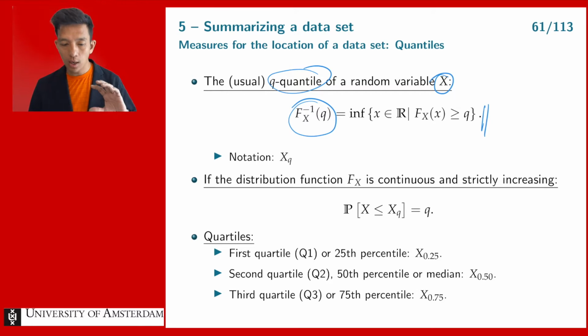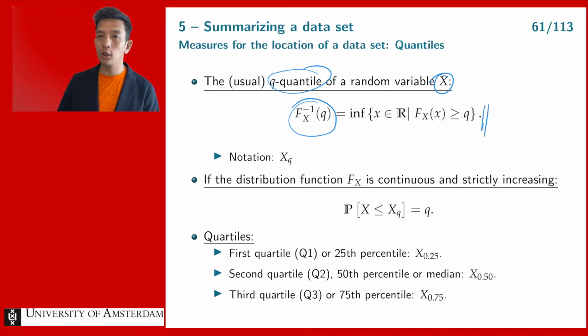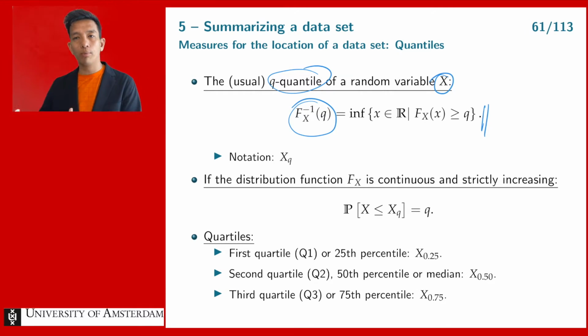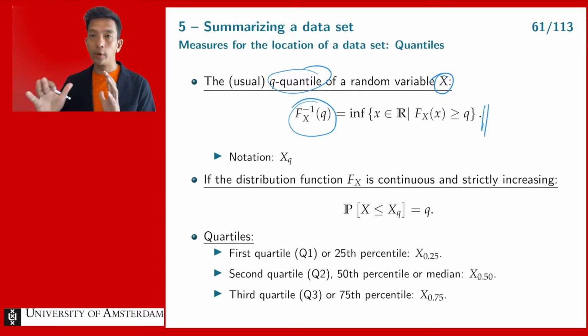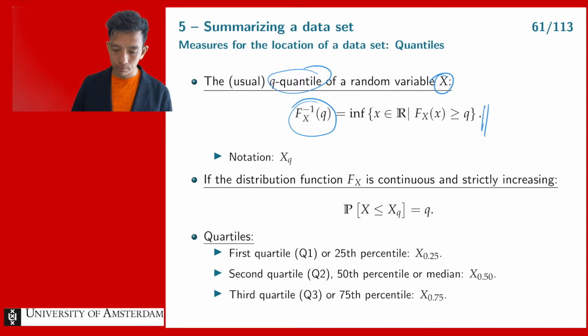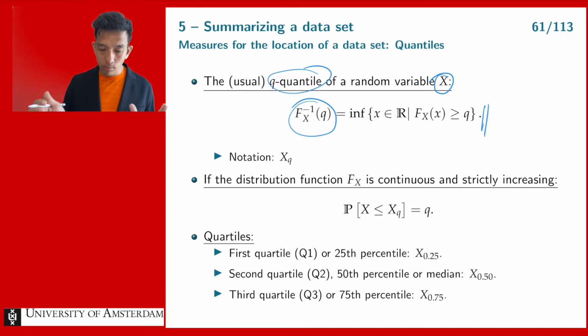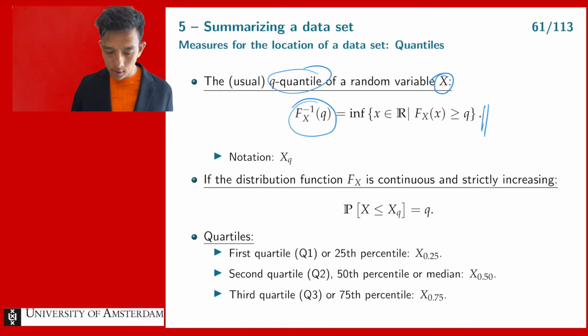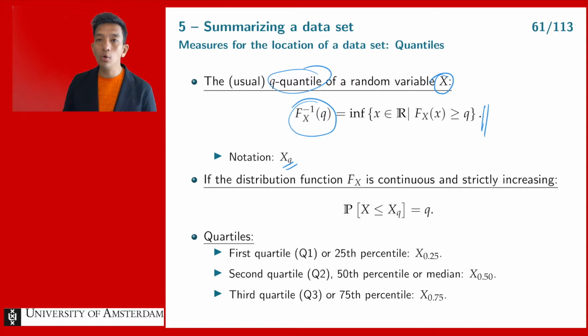So I advise you, if you are not familiar with quantiles, maybe you are because you took a course on probability theory, then you know what a quantile is, but if not, have a look at that video. So assume that you know what a quantile is. Then we denote the Q quantile by x_q. And how do we use the quantiles?